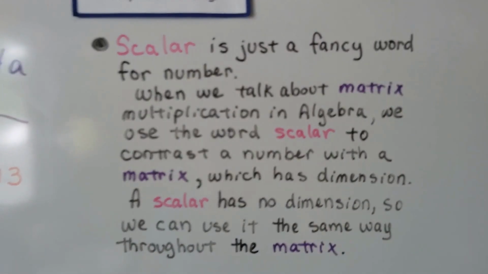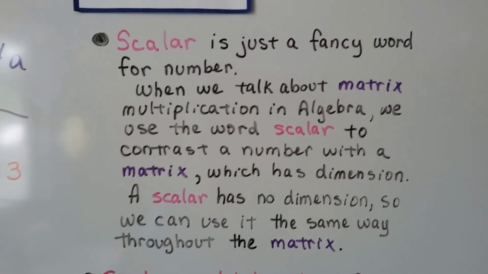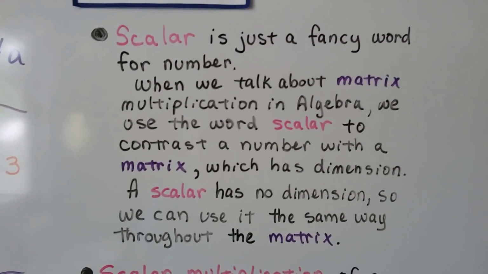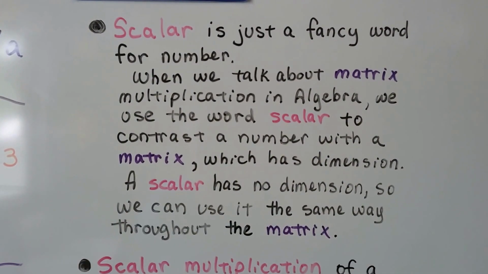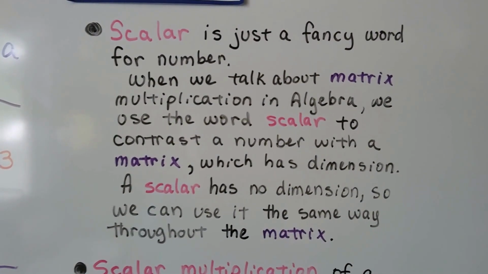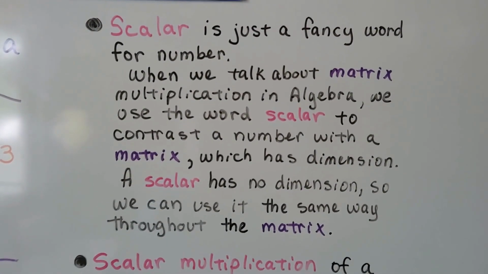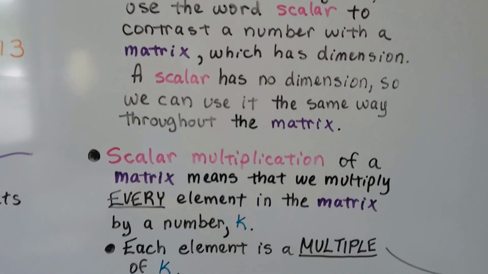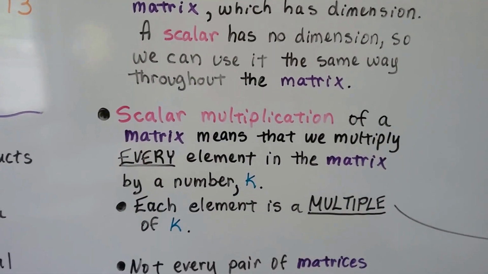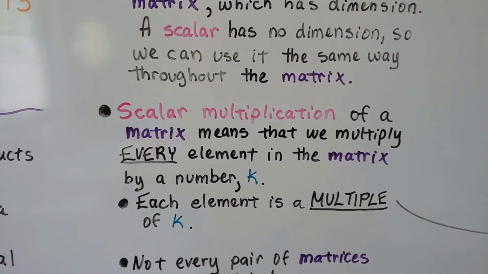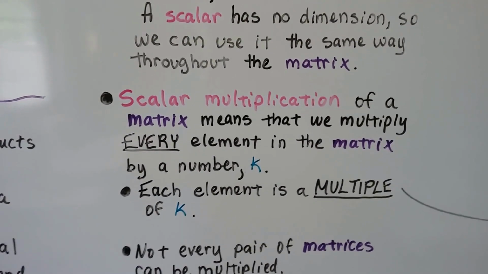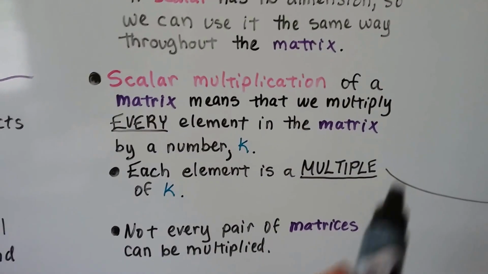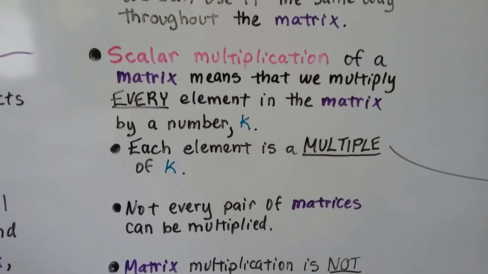When we talk about matrix multiplication in algebra, we use the word scalar to contrast a number with a matrix, which has dimension. And a scalar has no dimension, so we can use it the same way throughout the matrix. Scalar multiplication of a matrix means that we multiply every element in the matrix by the number k, and each element is a multiple of k. I got a little arrow going off to the side. I'll explain that in a second.